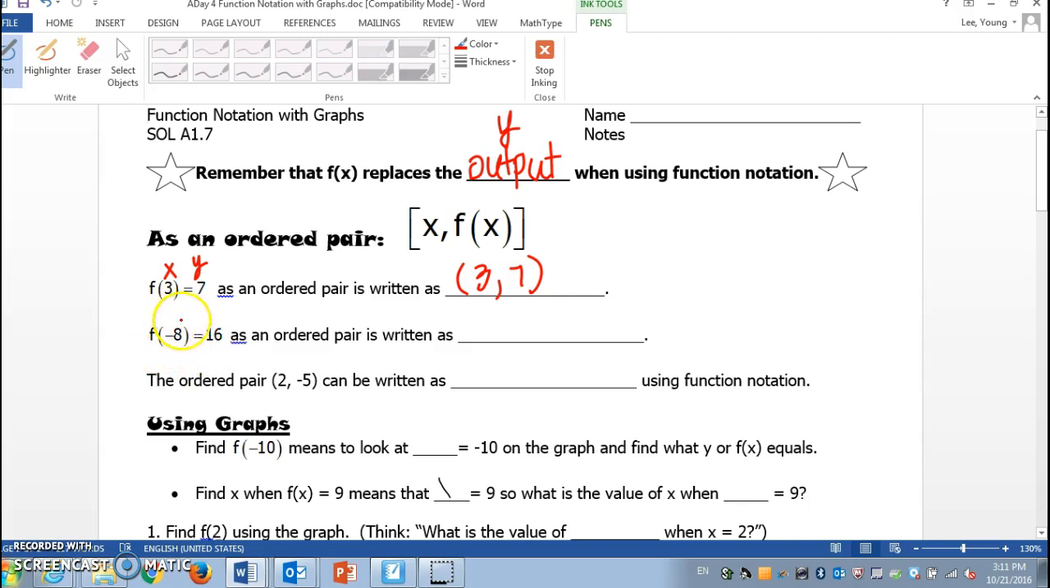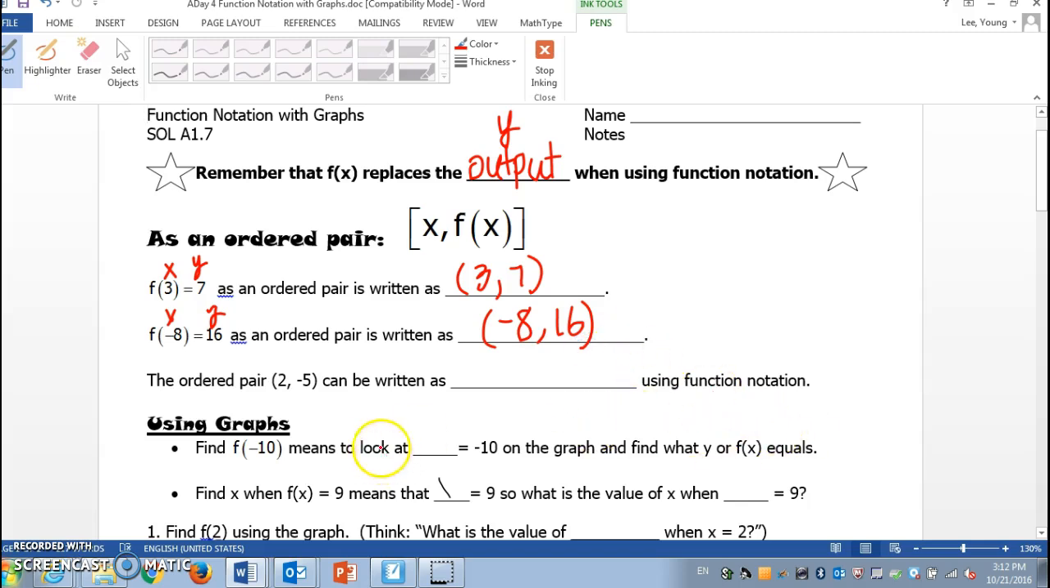Again, f of negative 8 equals 16. Negative 8 is inside the parentheses. That's the input of negative 8. Output is positive 16. That means negative 8 is x, 16 is y. Therefore, we can write that as ordered pair (negative 8, 16).